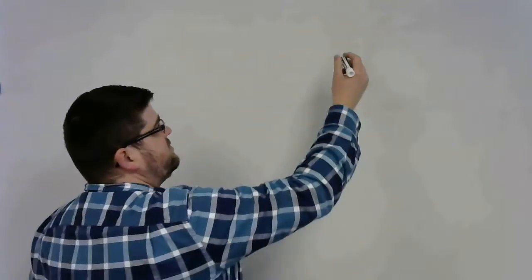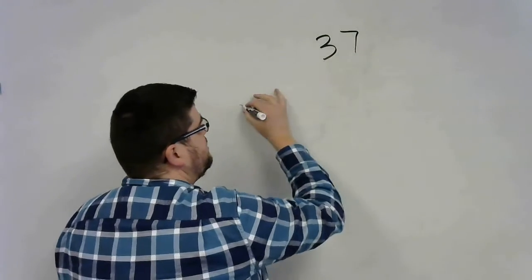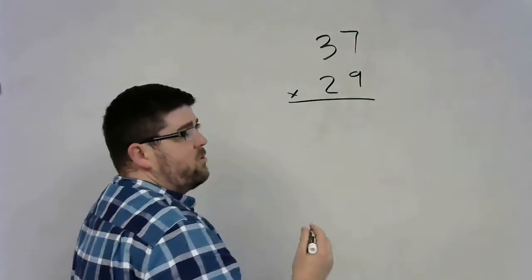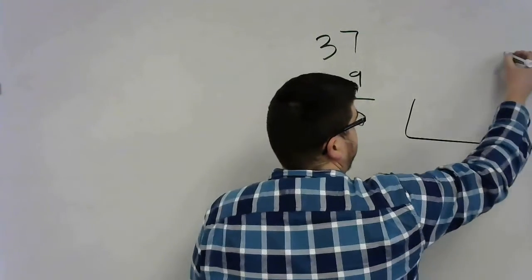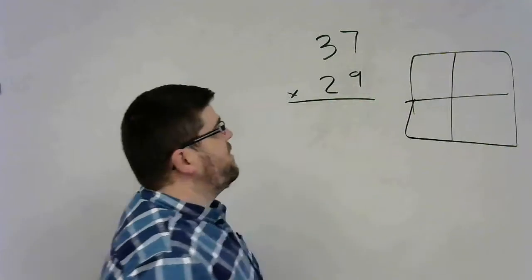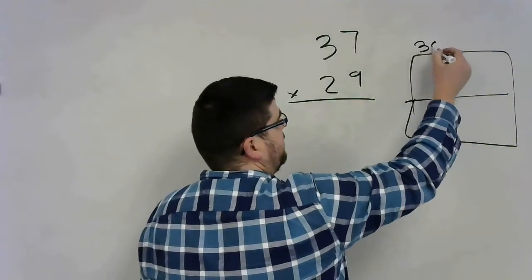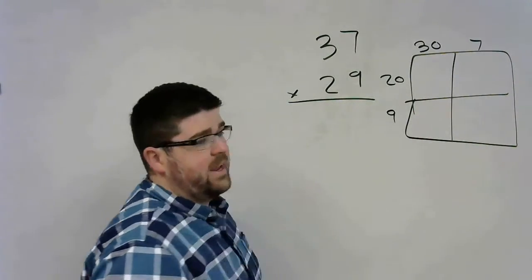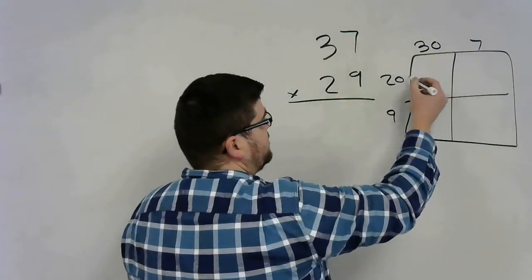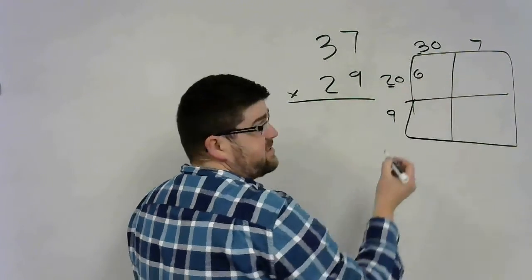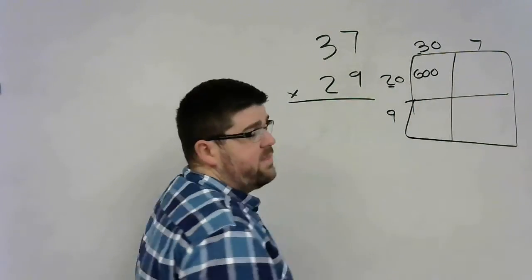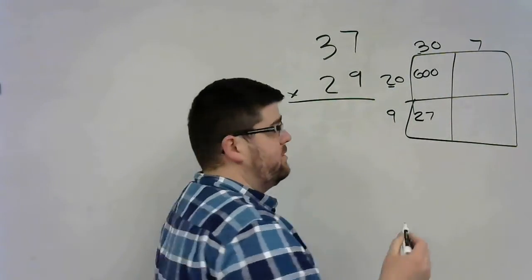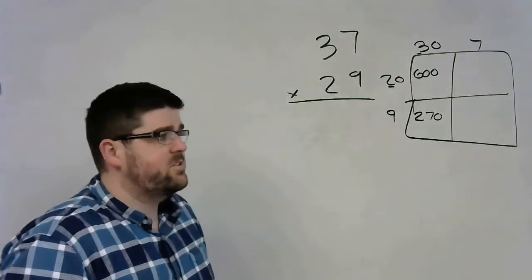All right, this example, let's do 37 times 29. So remember, I'm going to draw my 4 square out over here. I'm going to draw my 4 square, and this one's going to have 30 plus 7, and then 20 plus 9. So 20 times 30, 2 times 3 is 6, and then if I add on 2 zeros, that would be 600. This one, 3 times 9, would be 27, and then I add a 0 on, I'd get 270.